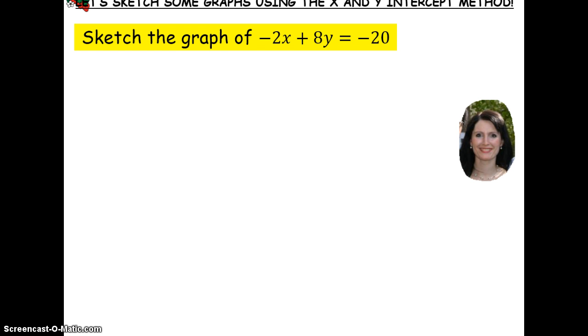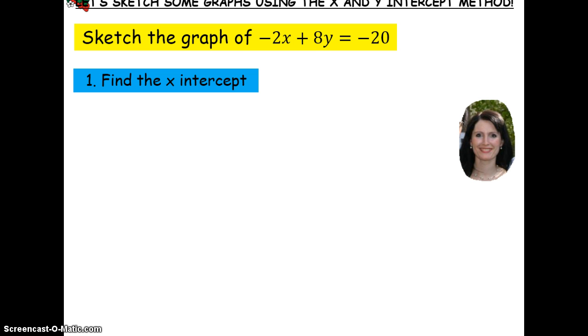So let's do one now. We want to sketch the graph of 2x + 8y = -20, and we're going to use the x and y intercept method. Even if it didn't tell me to use the x and y intercept method, I'd know to do that because it's not in y = mx + c form. When it's in y = mx + c form, the easiest thing is to use your y-intercept and gradient method.